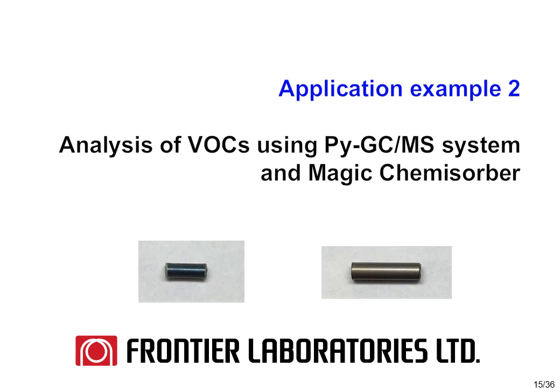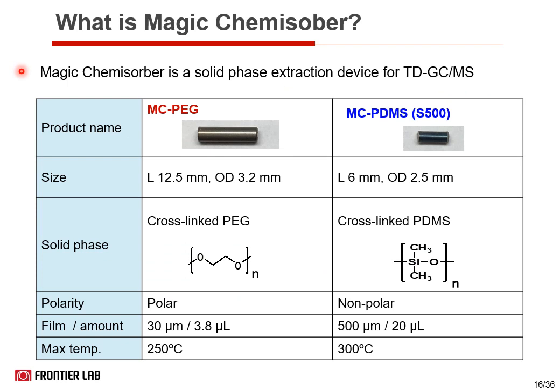The next application example is the analysis of VOCs using the Py-GCMS system and Magic ChemSolver. Magic ChemSolver is a solid phase extraction device. Solid phase extraction is a sample preparation technique used to concentrate and purify samples before analysis.